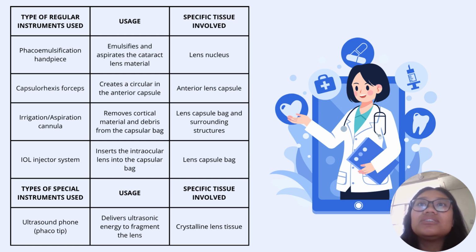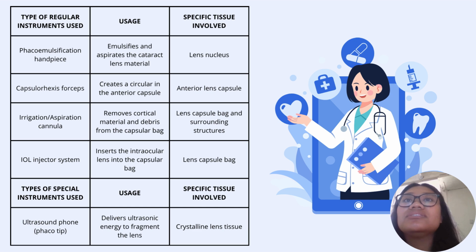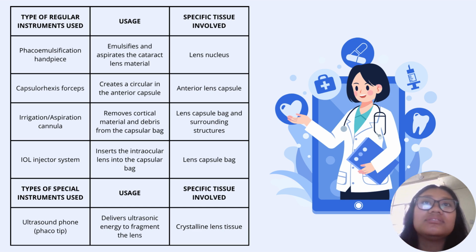For the special instruments used, there's only one, which is the ultrasound phaco tip. It delivers ultrasonic energy to fragment the lens tissue, which is the crystalline lens tissue.